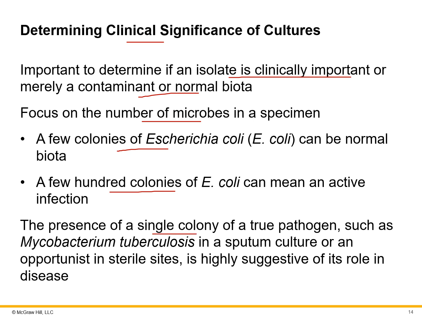Now, the presence of just a single colony of a true pathogen, like Mycobacterium tuberculosis, that would indicate that it's involved in the disease. But if it's part of the normal flora, one of those opportunistic, then again, significant numbers would need to be present. Whereas true pathogens, any of them that are present would indicate it's potentially the cause.